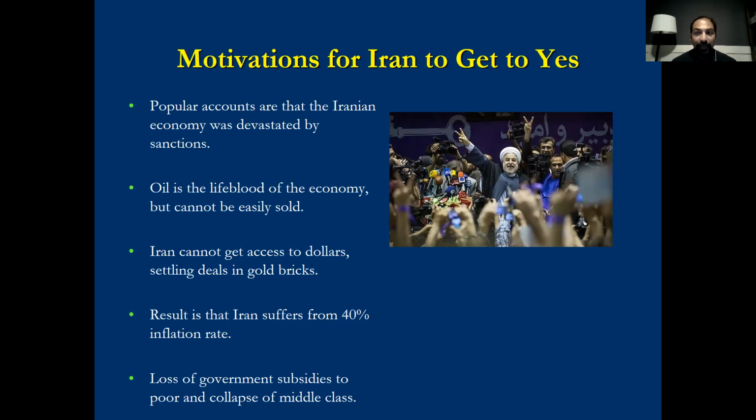Stop and think about that. Iran was trading oil for gold. Gold is wonderful in a lot of ways, right? But it's not something that's easy to trade. It's heavy, it's big, it takes a lot to try to move it. And it's not something that can convert, because if Iran can't convert oil into dollars, it's going to be hard for it to convert gold into dollars. And so as a result of that, Iran suffered from a 40% inflation rate, which caused it to lose subsidies to the poor and caused its middle class to collapse.